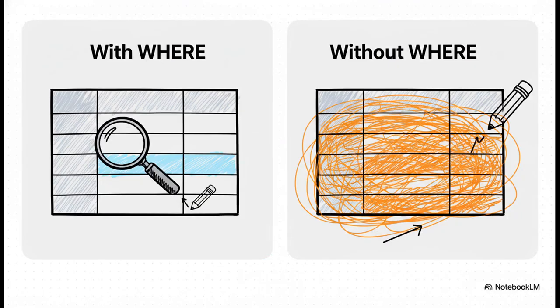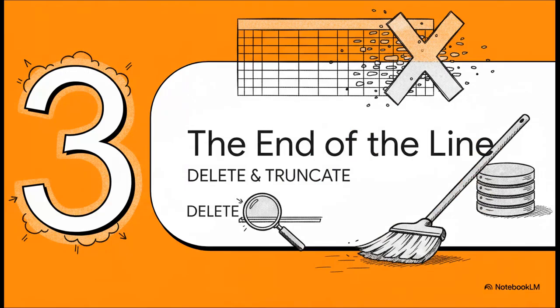The key to all of this, the thing that makes it safe, is the where clause. Think of it like the targeting system on a missile. With a where clause, you're performing a precise, surgical edit on just one specific record. But without it, you're telling the database to apply your change to every single row in the entire table. That's the difference between updating one person's address and accidentally giving everyone in your database the exact same address. Yeah, not good.